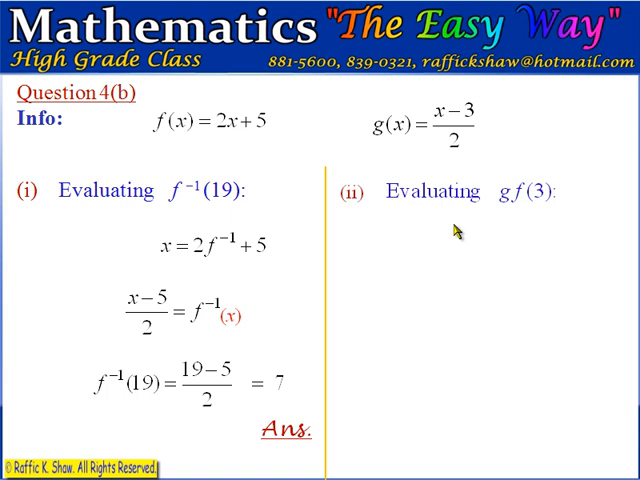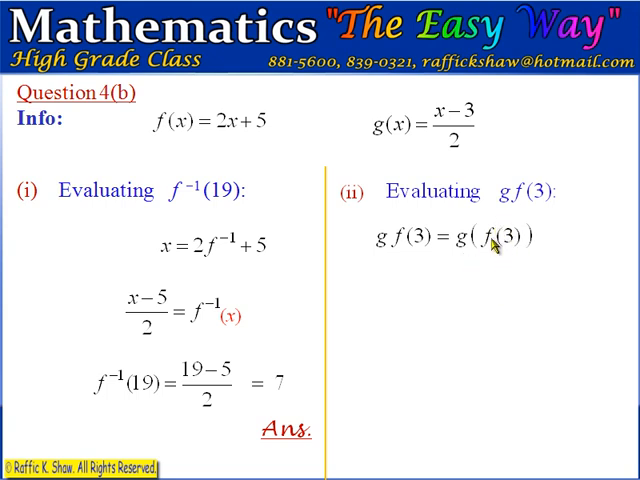Now in part 2, we're required to find g of f of 3. Now g of f of 3 is a composite function, which can be written as g of f of 3. So it means we are calculating f of 3 first. It really means f of 3 followed by the function g.